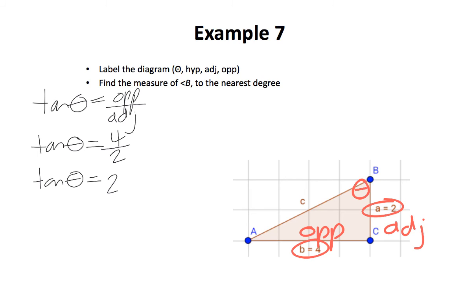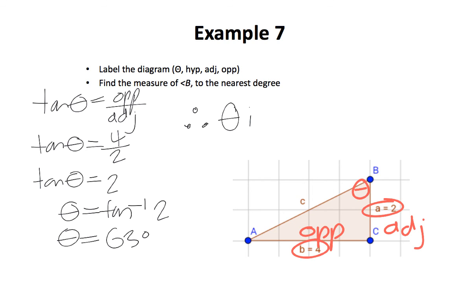Since I want to figure out what theta is equal to, I need to use tan inverse. And I'm going to find the tan inverse of 2. The tan inverse of 2 is approximately 63 degrees. Therefore, theta is 63 degrees.